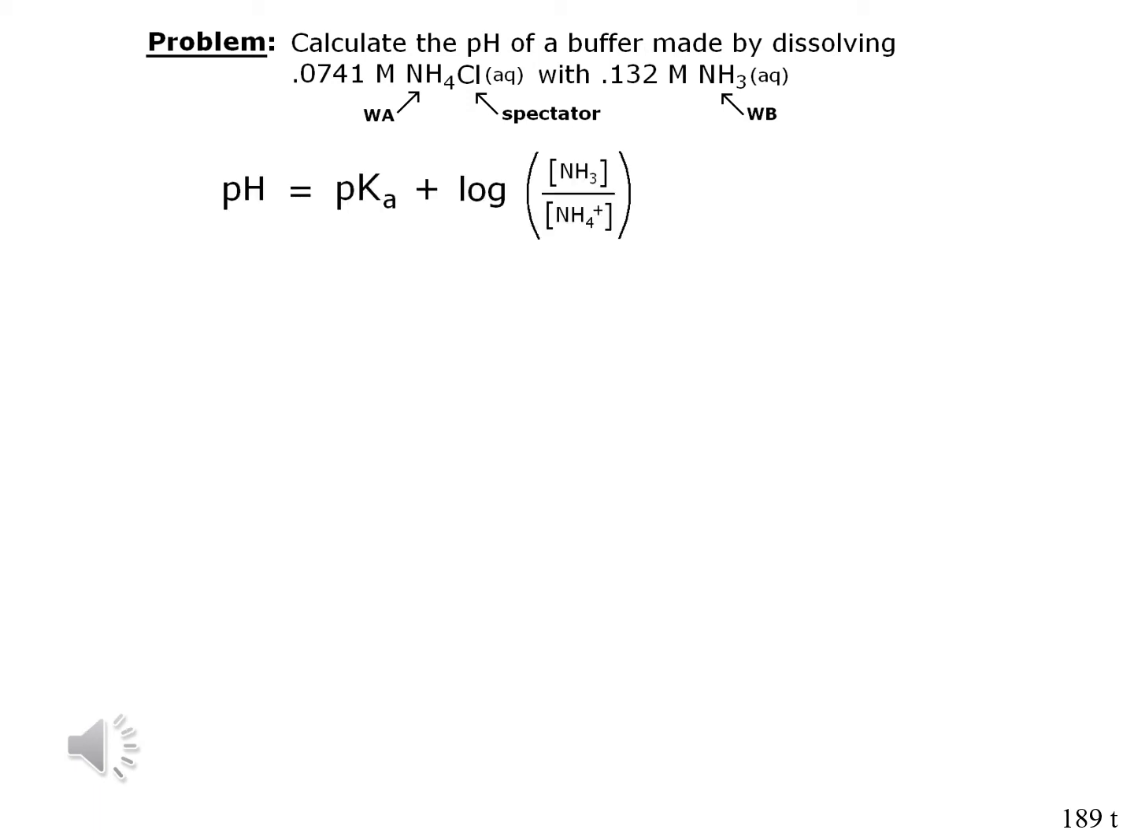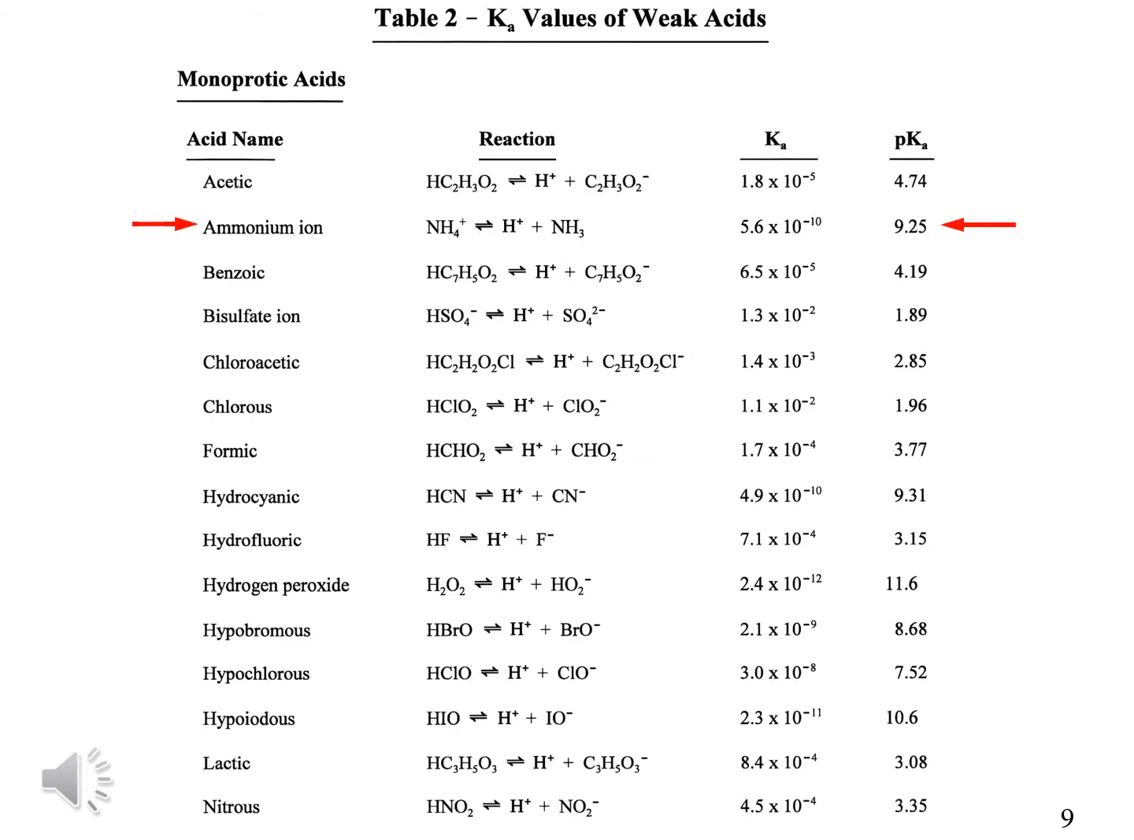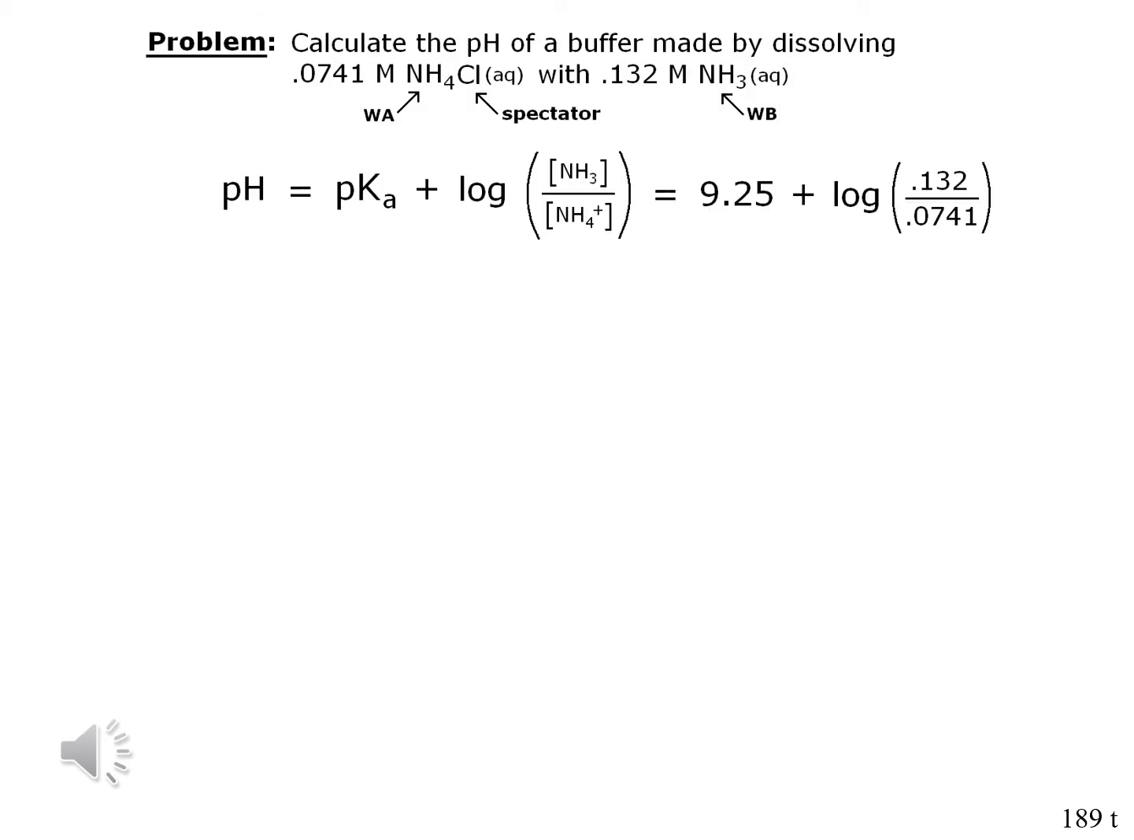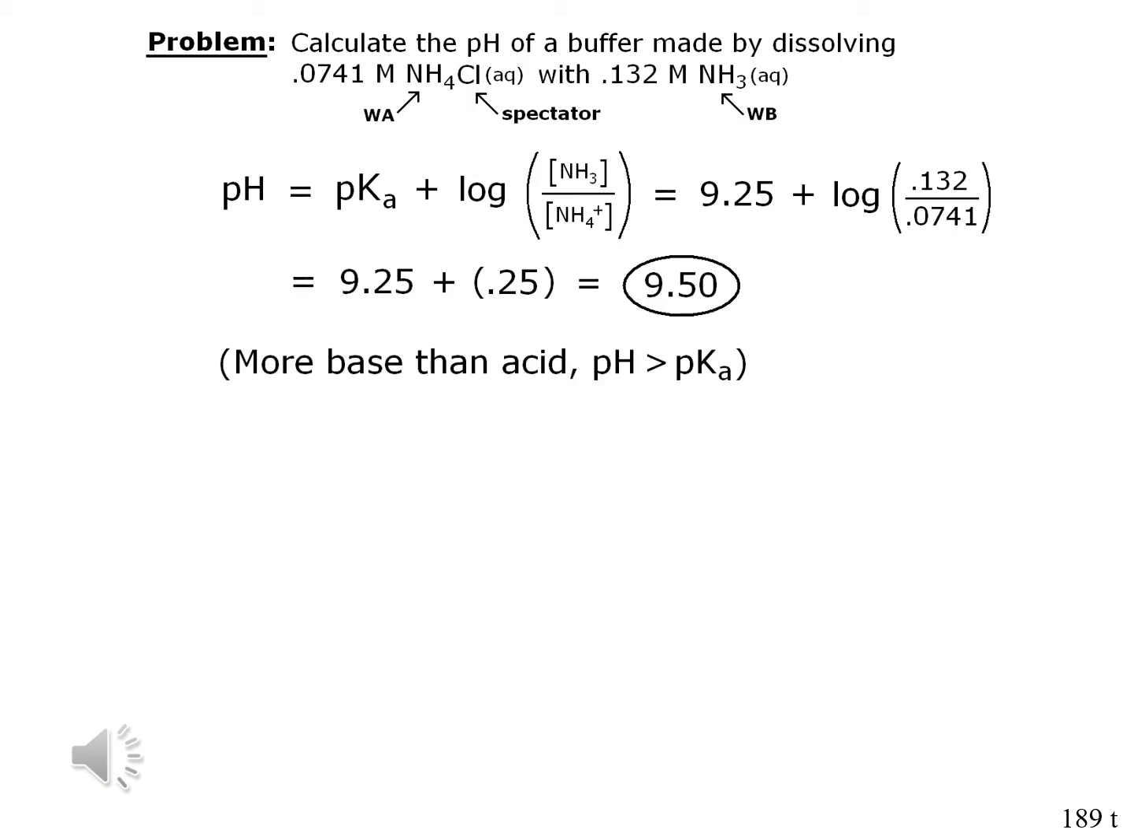Because the fraction is base over acid, the ammonia goes on the top. The pKa is 9.25. So you plug in the pKa and 0.132 on the top and 0.0741 on the bottom. It has more base than acid, so the pH goes up a little bit above the pKa.